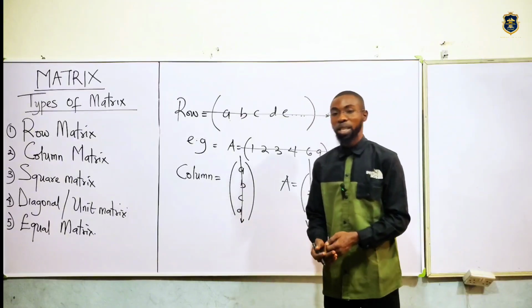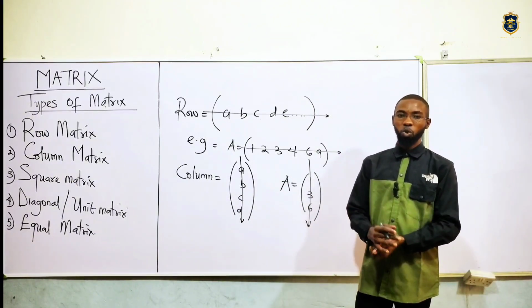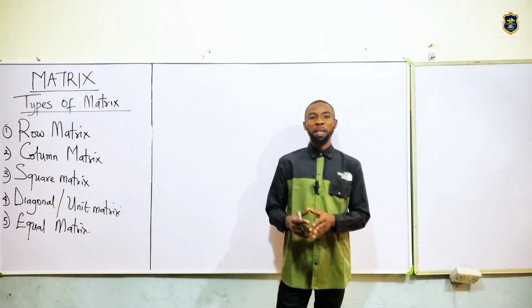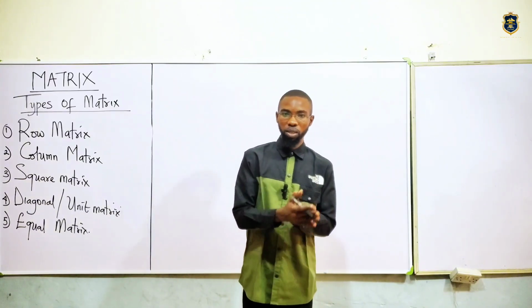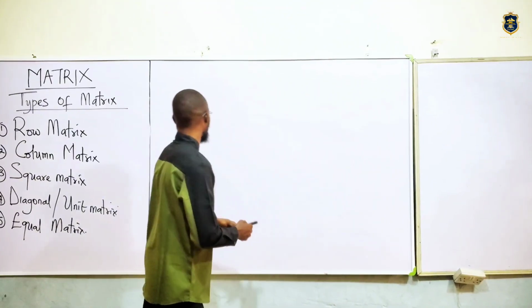Number 3, let's look at what a square matrix is. What is a square matrix? In a simple form, a square matrix is simply a matrix that has an equal number of rows and columns in the numeration. What do we mean by that?